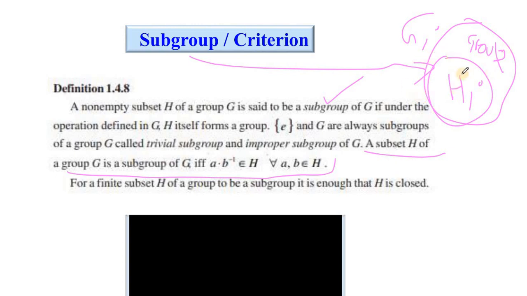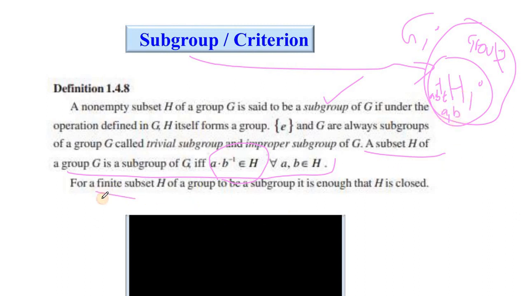Every time we cannot be checking that, so this is the condition that we use. This criterion will be used: take two elements A and B in H. If A dot B inverse is also a member of H, it should be in H itself, then in that case you say that H is a subgroup.